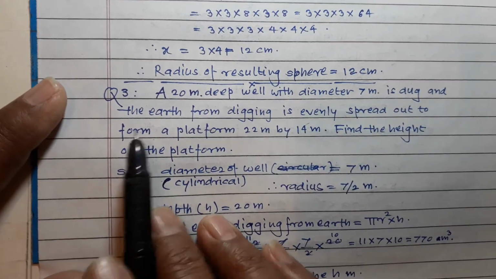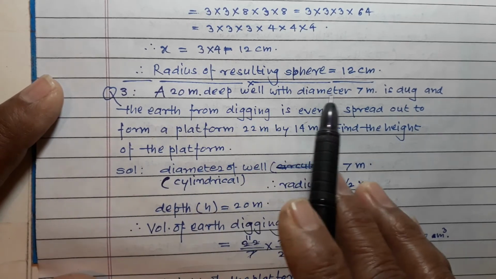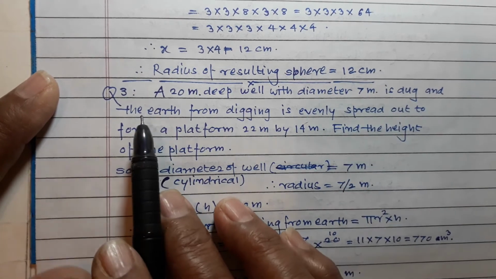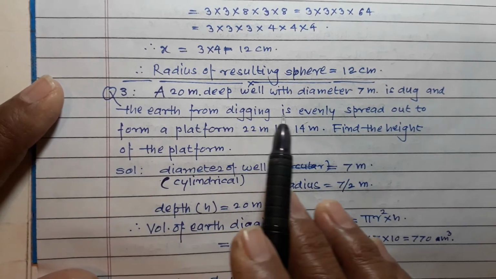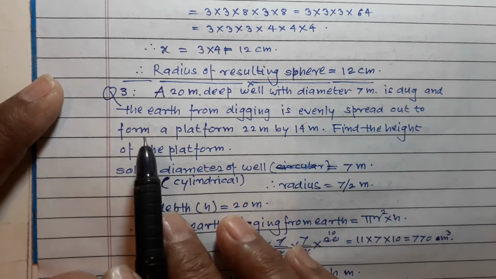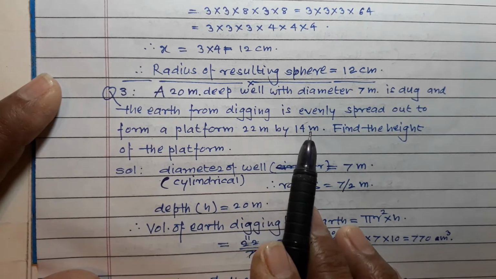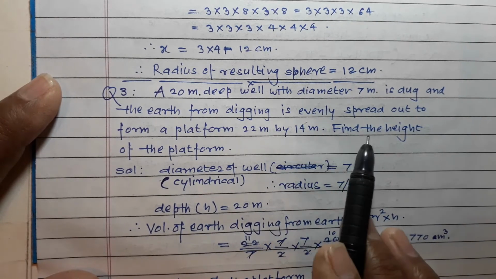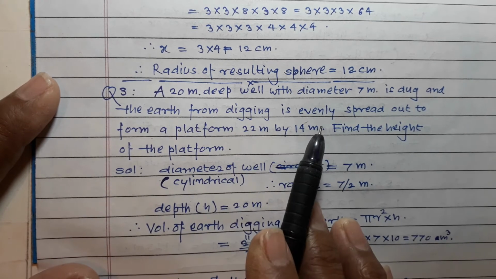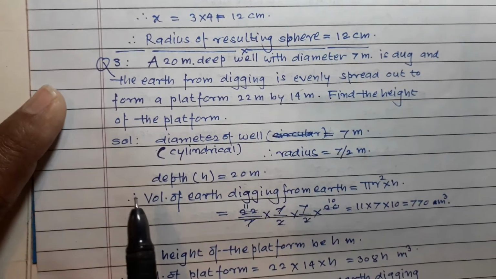Question number 3. A 20-meter deep well with diameter 7 meter is dug and the earth from digging is evenly spread out to form a platform 22 meter by 14 meter. Find the height of the platform. Now try to understand the solution.